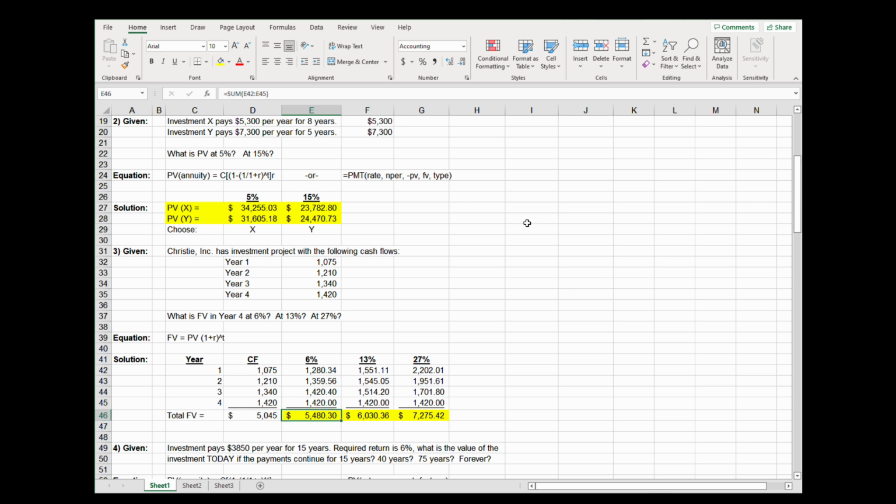Add those all up and I get a future value at 6% of $5,480.30. Do the exact same thing, except plug in 0.13 for the 13% case, and I get a future value of $6,030.36. And for 27%, my money grows very rapidly, very exponentially, $7,275.42. And there are your answers to problems 1, 2, and 3.